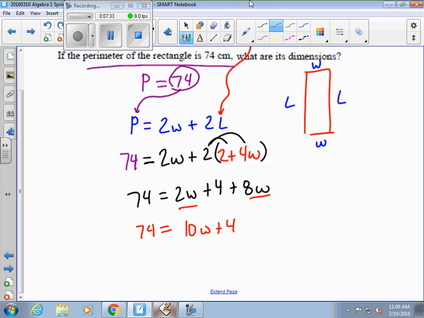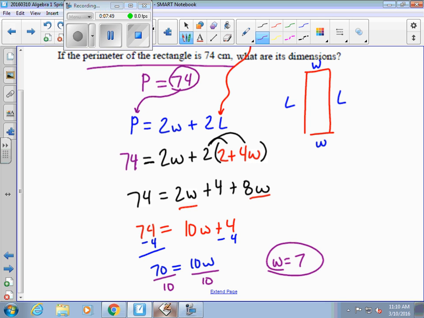Now it's a simple equation. Undo plus 4 by subtracting it on both sides. When you do it here, you get 70 equals 10W. So get W by itself now by dividing by 10 on both sides. W is 7. The width then is 7. So right here, you know that one's 7 centimeters. That's not good enough though. Remember, with systems, you need to find the other variable as well.